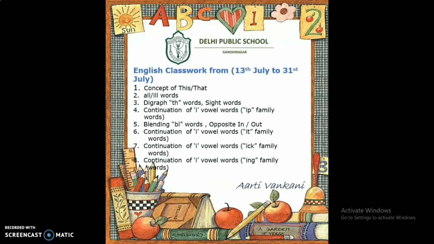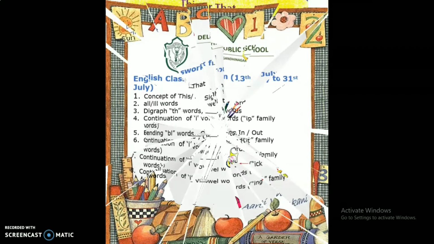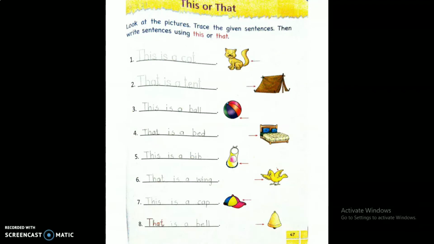This is the index of what we are going to revise. First, we will start with the concept of this and that. We use this for an object which is nearby to you, and it is one, not more than one. We use that for an object which is far away from you, and one only. For many objects we will not use this and that. We will learn that afterwards. Right now we are learning the concept of this and that.